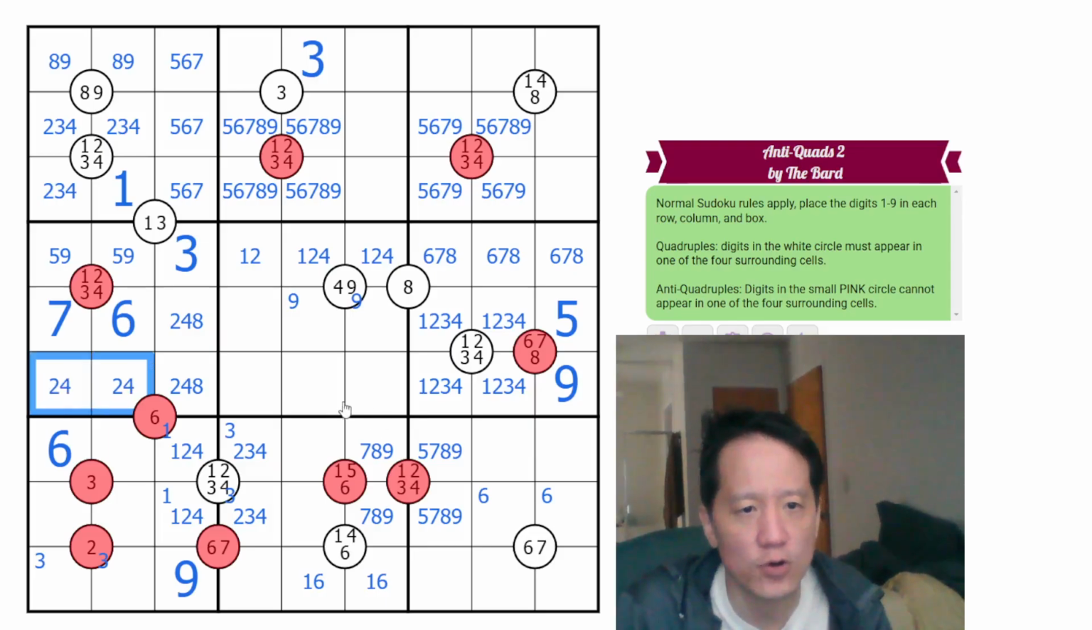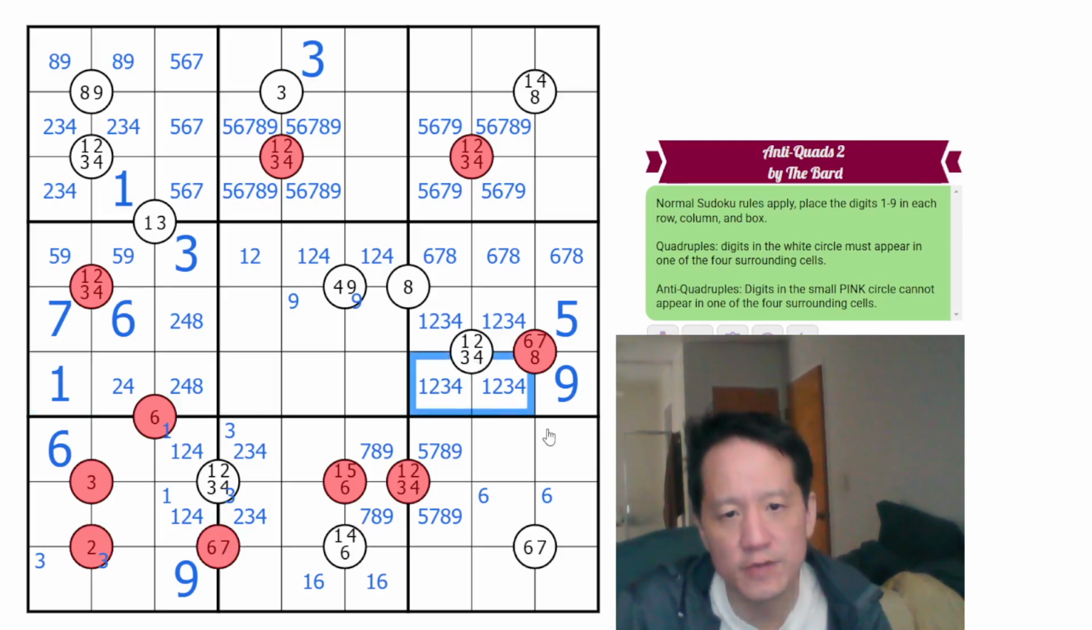This is 2, 4 with 1, and this can't be 1. So where's the 1 in this box? It has to be here. So this is a 1, which means none of these can be 1.